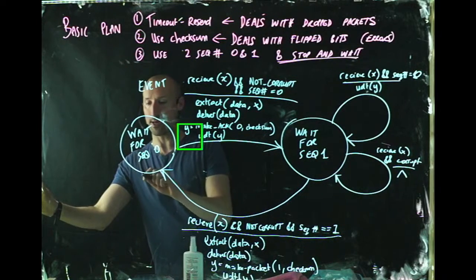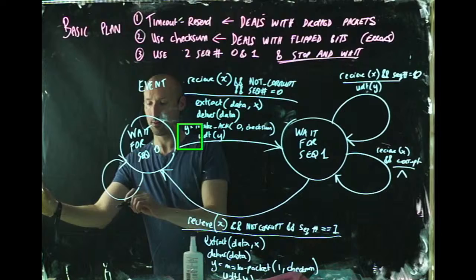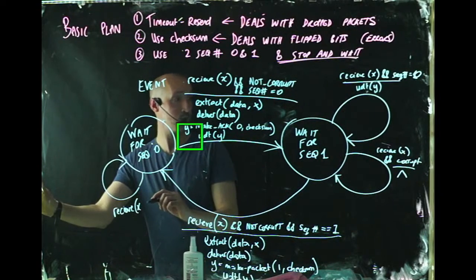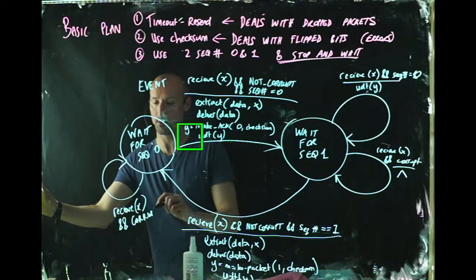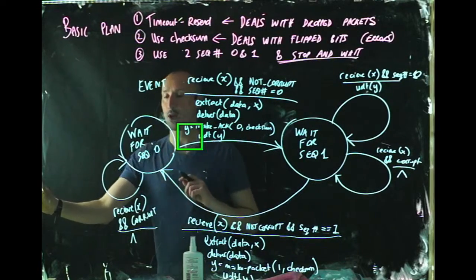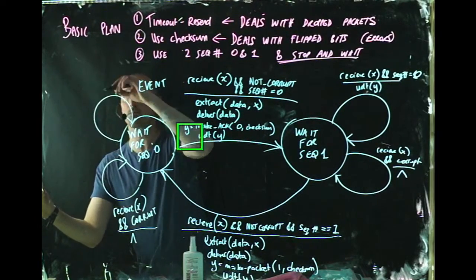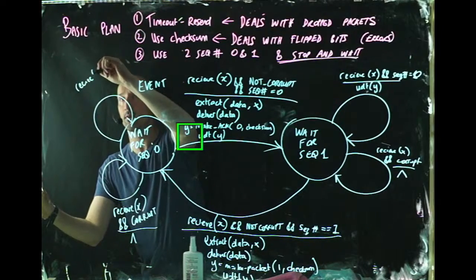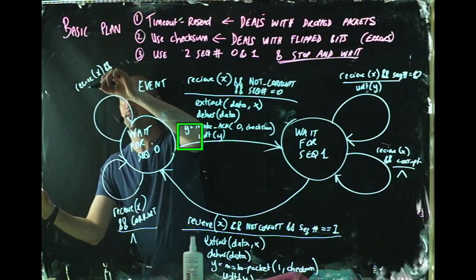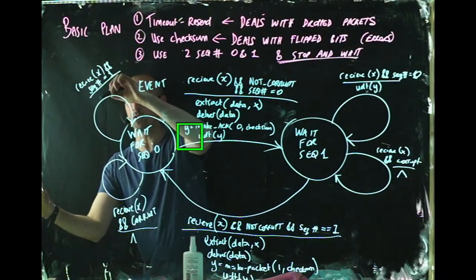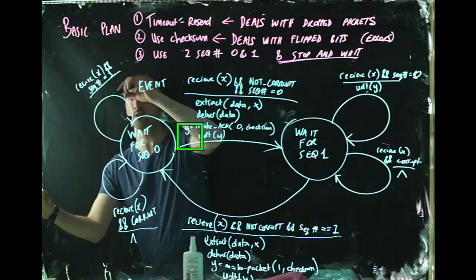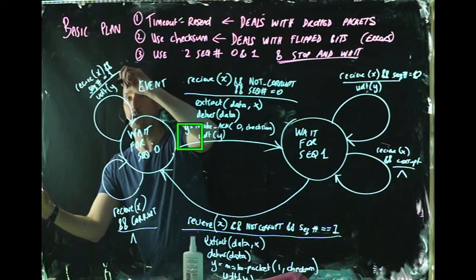So receive X and corrupt. Just do nothing and wait. And then of course if I receive it and it's the wrong acknowledgement number, receive X and sequence number equals 1, what do I do? I just resend the previous acknowledgement, UDT Y.